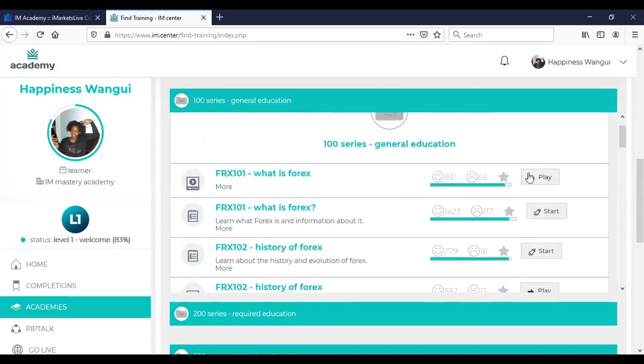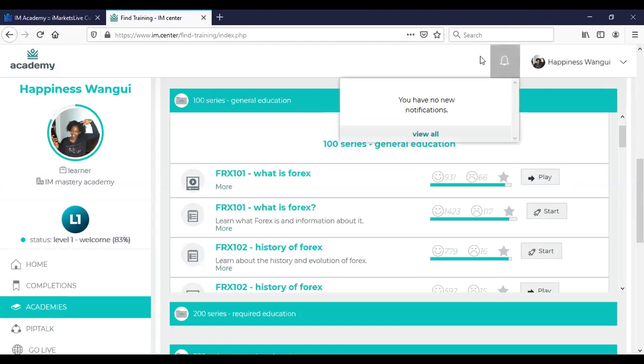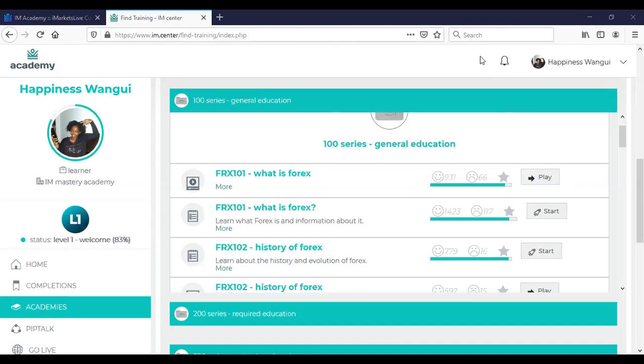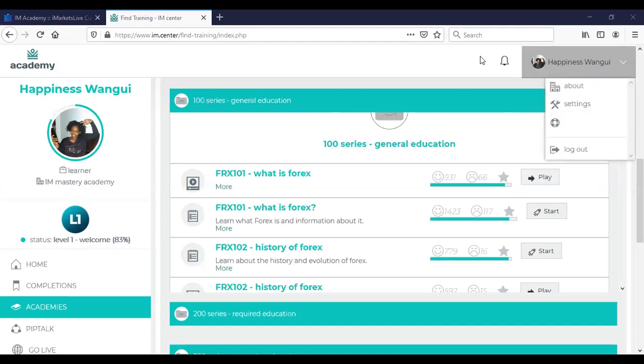If you come here, you just hit play. Then after you complete, there will be a section saying you have completed that, move to the next, that way. That way you'll be able to monitor your progress in the academy.